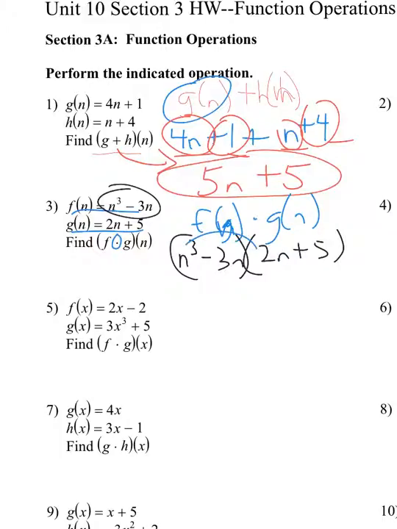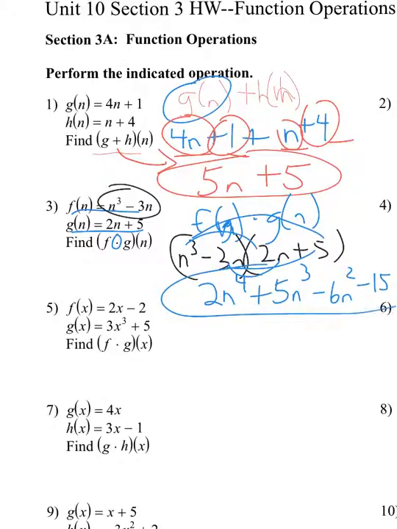So I'm going to distribute, and that would be 2n to the 4th. I distribute the n cubed to the 5, so plus 5n cubed. And then I take negative 3n times 2n, which is negative 6n squared. And then negative 3 times 5, which is negative 15. Now, sometimes you combine like terms, but if we look at these 4 terms, none of them are like terms, and that's as far as we can go.